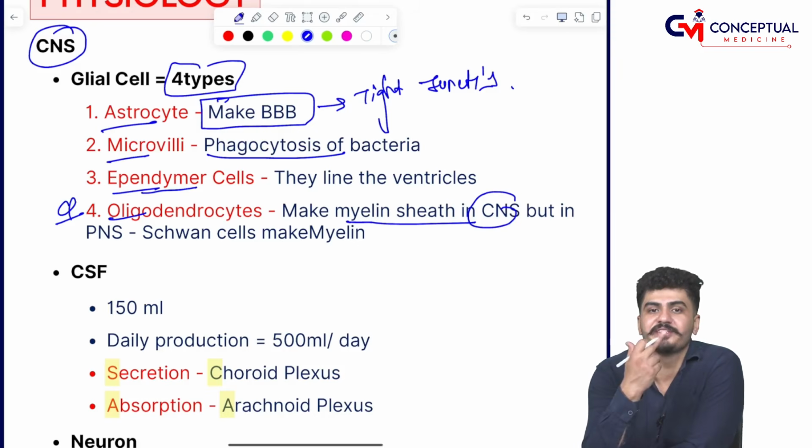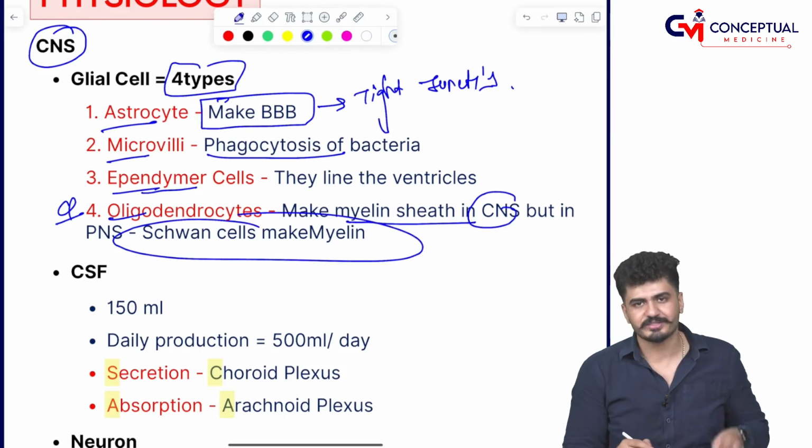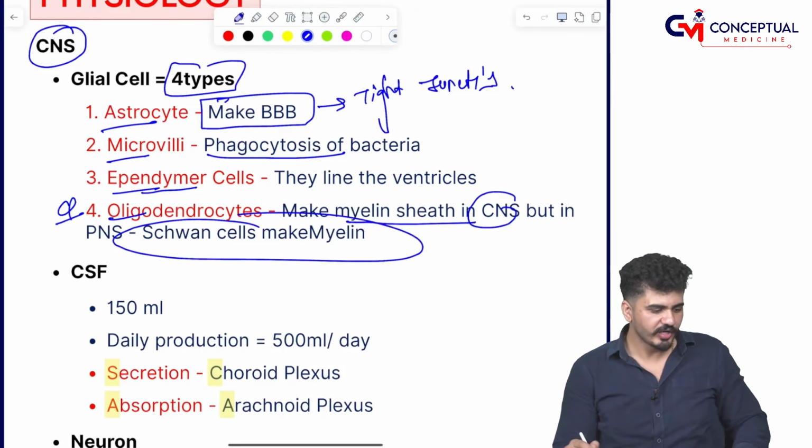But who is making the myelin sheath in the PNS? That is also your exam question, and that is none other than your Schwann cells, my dear friends.